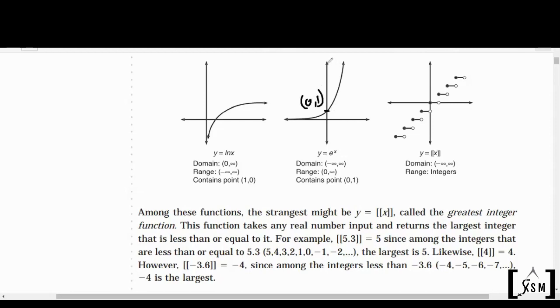Now how do you find the y-intercept on any function? You put x value as 0. So what do you get? You get y equal to e to the power 0, which is 1. So basically it cuts the y-axis at 1.